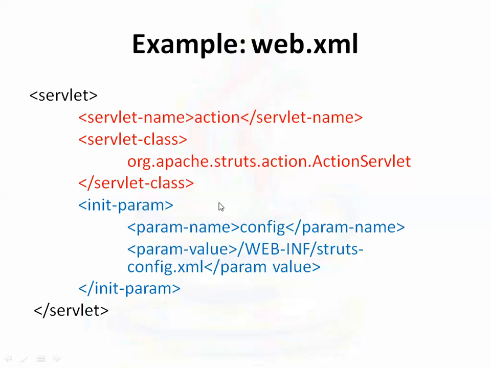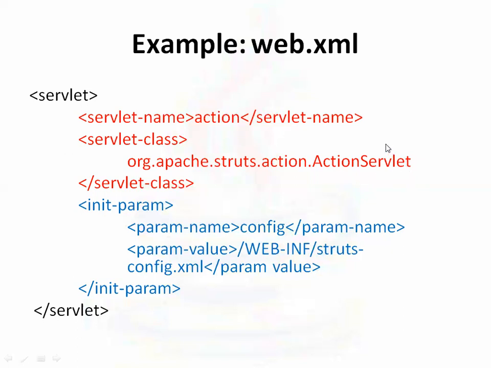So what exactly will it do? It will load the param name as config. Inside the config, what do we have? Inside WEB-INF, struts-config.xml is the file. So that we are loading in web.xml. Clear? So how will your Tomcat server read? Your Tomcat server will always look for web.xml. So if you want to work with the Struts framework, you need to configure one action servlet, which is provided by the Struts framework.